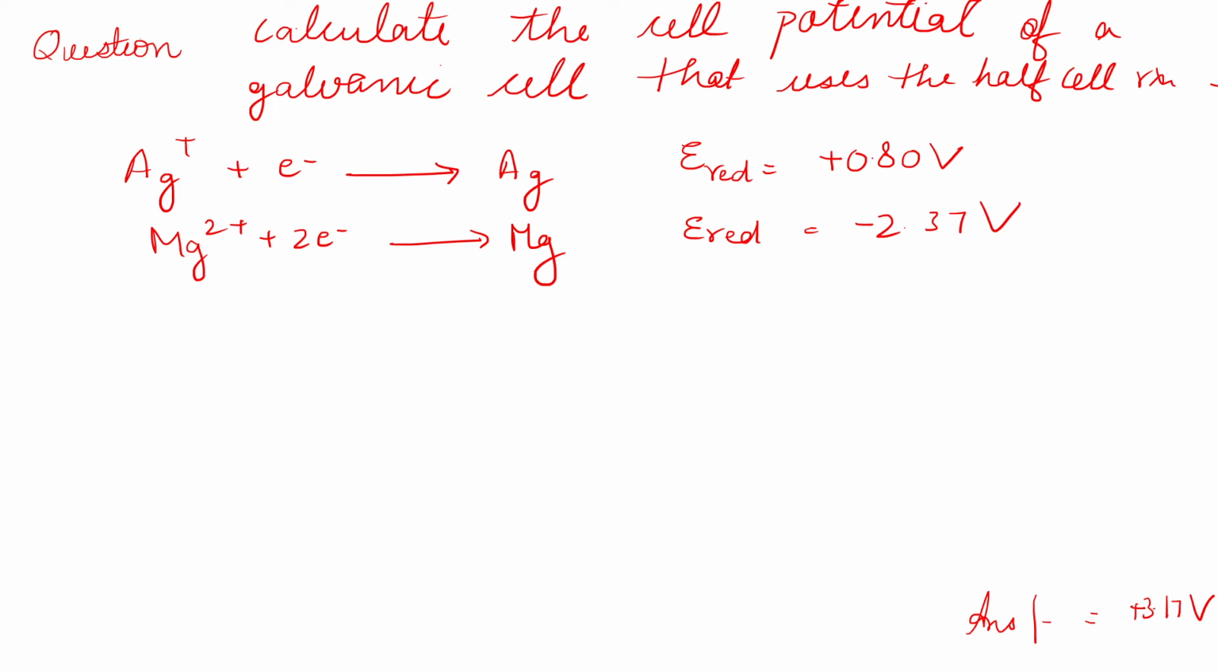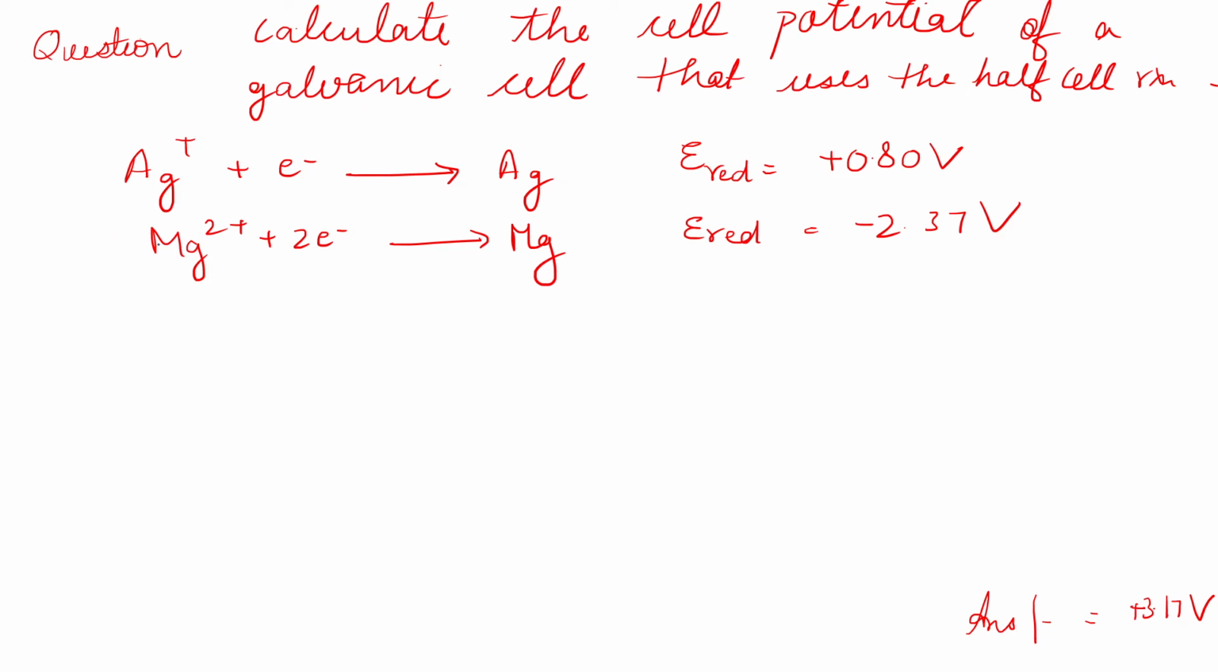So, how are you supposed to solve this? In this question, you are given the E reduction values for the two ions. So which one will act as cathode and which one will act as anode? Ultimately, the reaction is spontaneous. It is a galvanic cell, no?